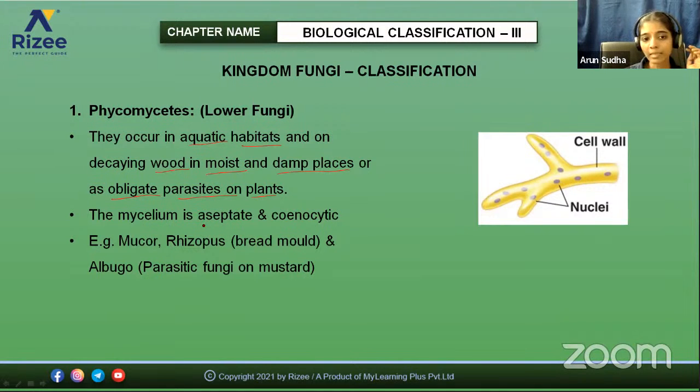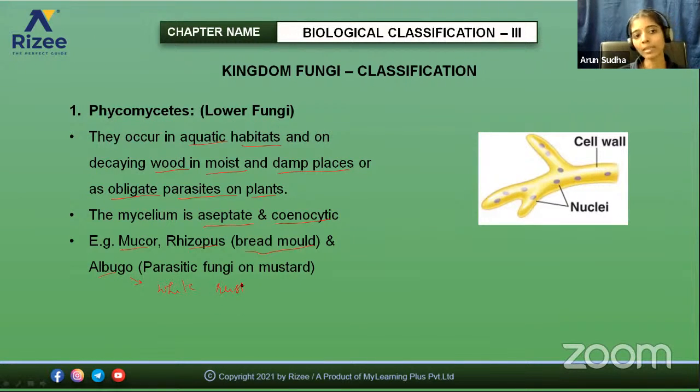So the main difference here is the mycelium is aseptate and coenocytic. We saw all the definitions of these terms. Aseptate means there is no septum in between, and coenocytic means it is continuous and multinucleated, with many nuclei. Examples are Mucor and Rhizopus, that is, the bread mold we commonly see is an example of Rhizopus. And Albugo, a parasitic fungus on mustard that we saw, right? Albugo is also called white rust, that is, it causes the disease white rust.